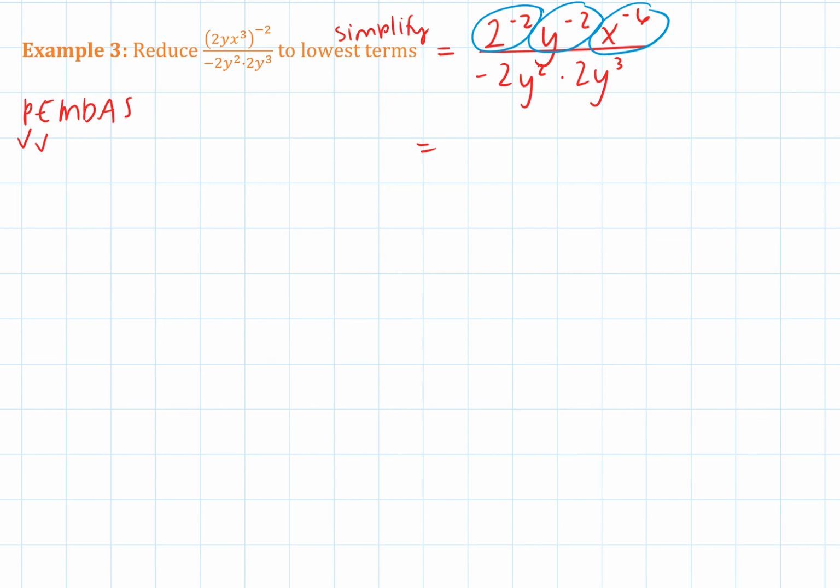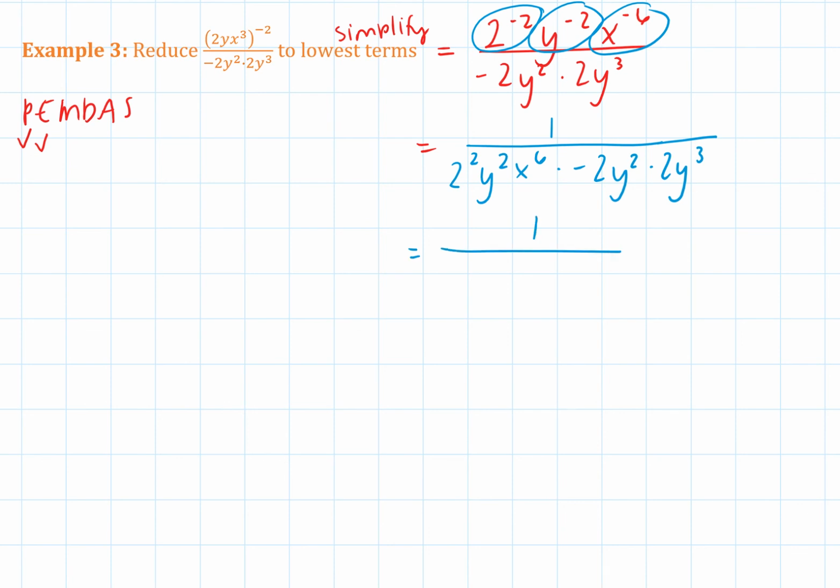Ooh, nothing left up top, so we'll fill in with a 1 over 2 squared, y squared, x to the 6th, times what we originally had in the denominator. That didn't move because their exponents were not negative. So we have 1 over. Okay, well, let's multiply these coefficients. 2 squared is 4. 4 times negative 2 would be negative 8. Times 2 again would give me 16. Oops, negative 16.